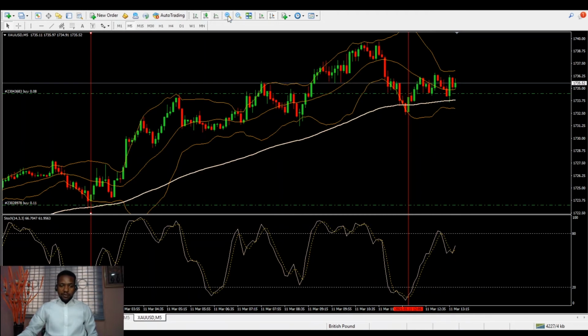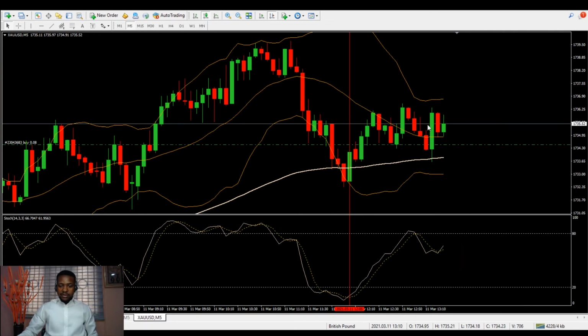And what do you do before you buy? Look at the Bollinger Band. Is price in between the upper and the lower band? Once price is in between, you wait for price to break out from the lower band or the upper band. And when price breaks, you wait again for the stochastic oscillator to close back inside the 20 or 80 region. Then you place your trade.